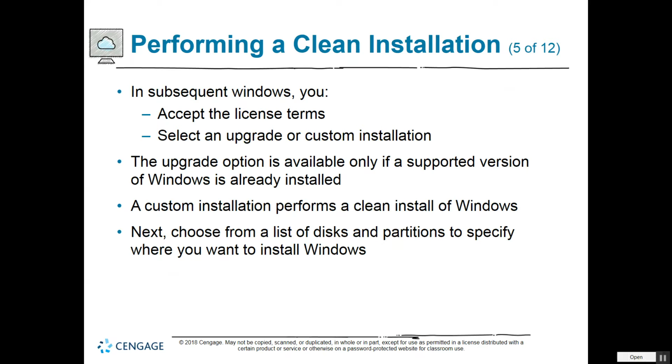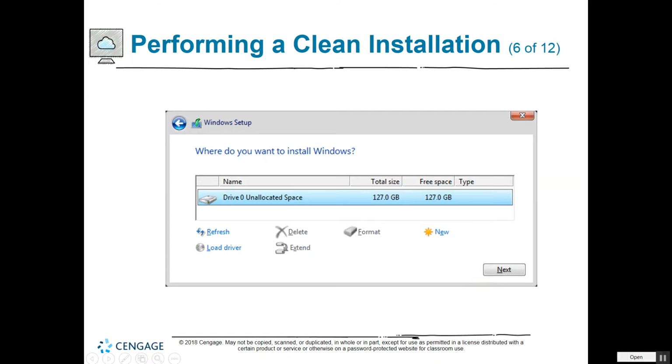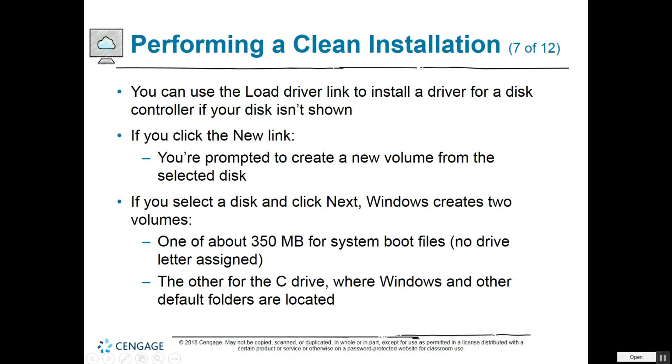A custom install performs a clean install of Windows, but we've got to choose from the list of disks and partitions and specify where we're going to do our install. So this one shows that we've got a 127 gig drive and no space is allocated, and there are no partitions at this point. It's just one clean open drive. We would go ahead and click next, and you can use the load driver link to install a driver for a disk controller, or if you click the new link, you're prompted to create a new volume for the selected disk.